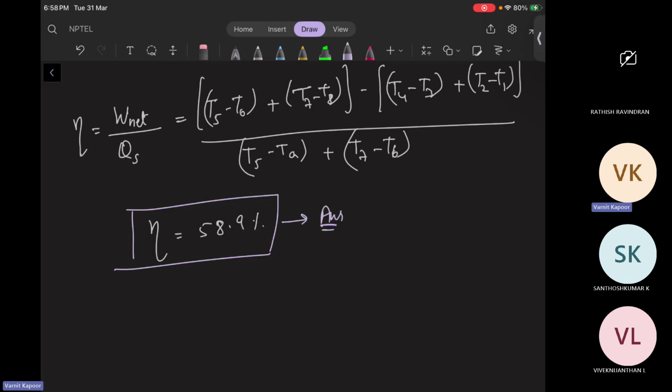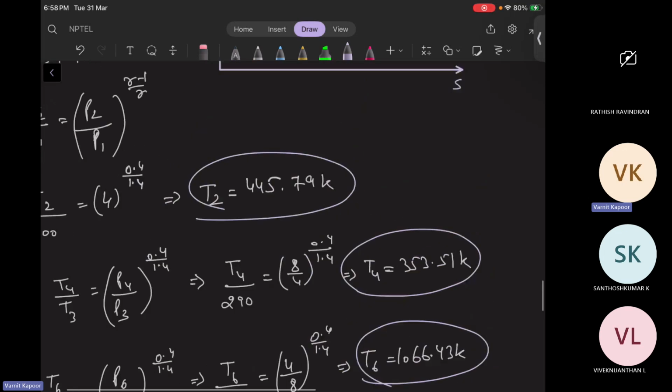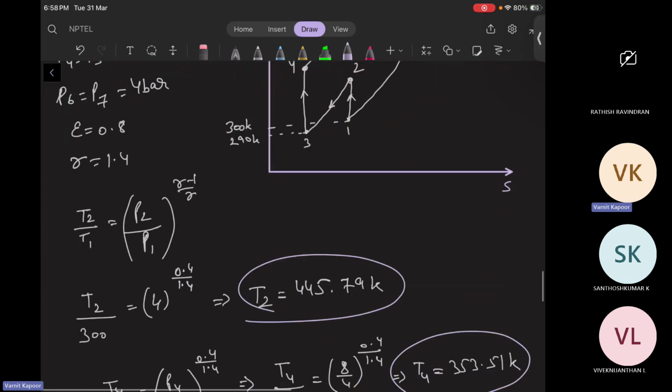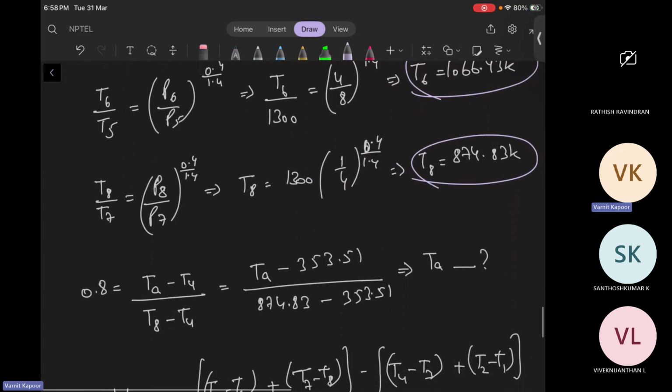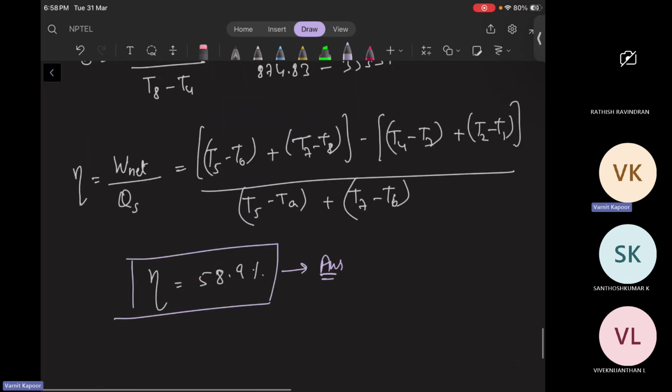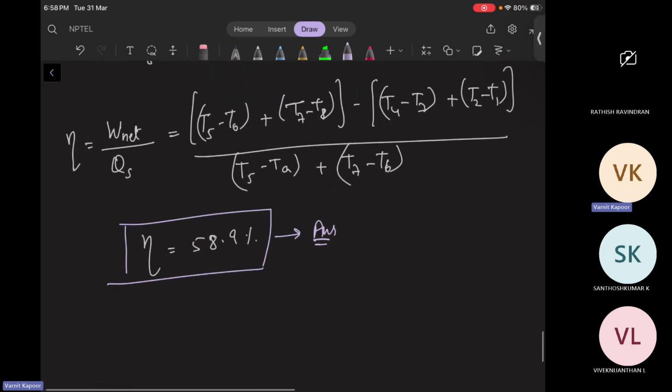Pretty simple question. Just to see the graph. Just by making the graph, we have been able to solve this question. Okay. We got all the temperatures. We have put all the temperatures and we got the efficiency. No formula required.